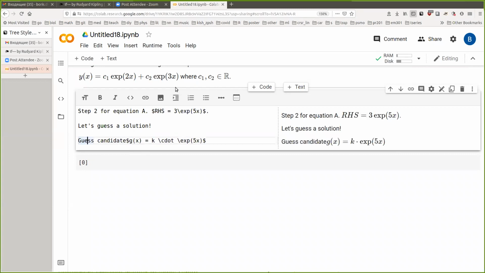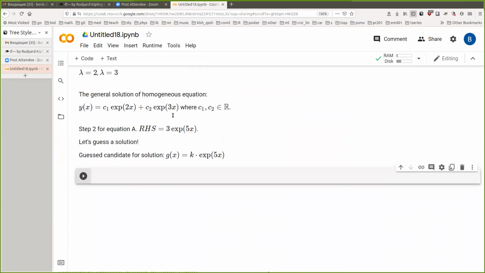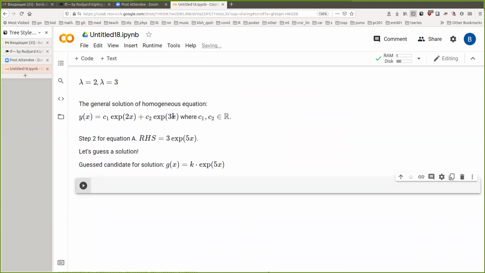Guess candidate for solution. Okay. I look at the right-hand side, I see 3 exponent of 5x, and I just guess, but when I take the derivative, exponent of 5x will never change 5. We may get a different coefficient before the exponent, but not in the exponent, okay? When I take the derivative, the coefficient before may change, but the coefficient inside the exponent will never change, yeah?